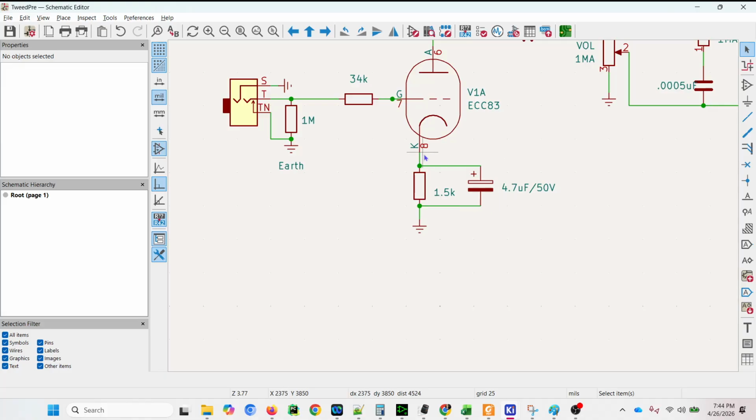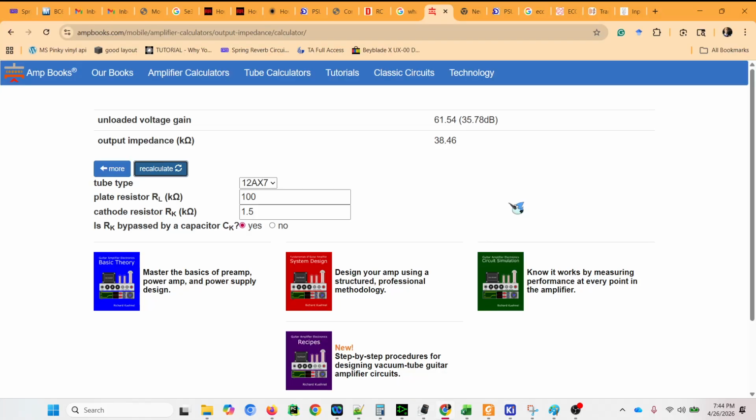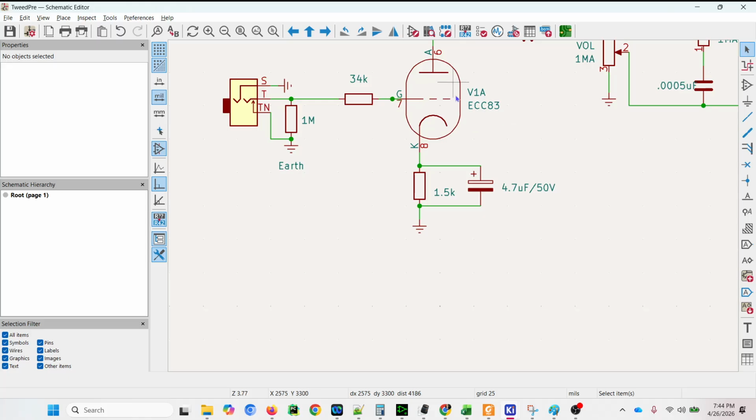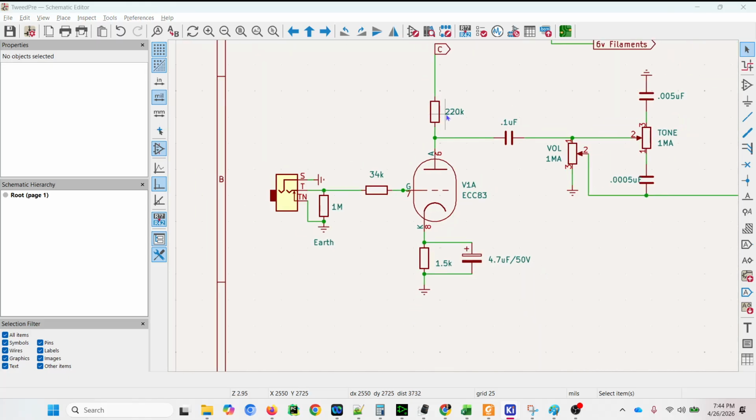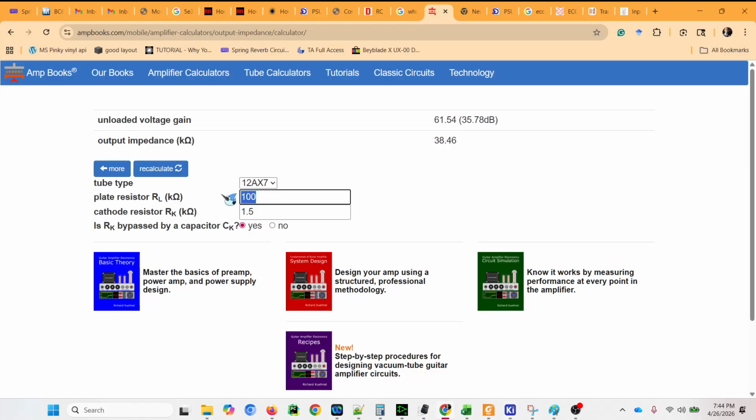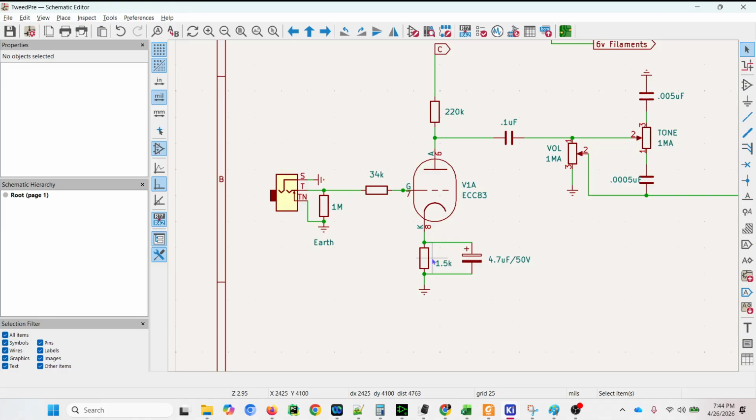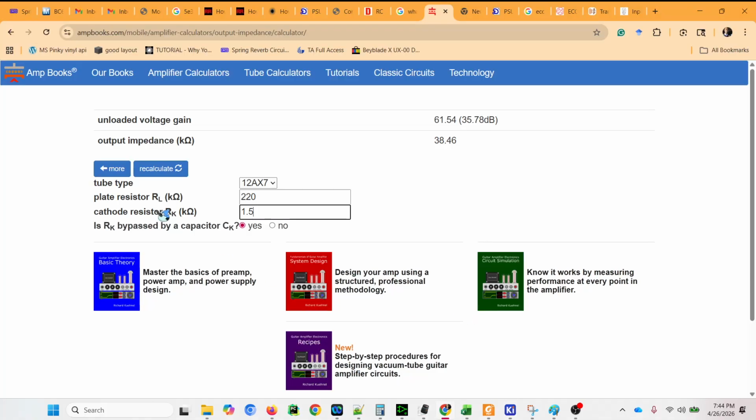What that allows us to do is get the maximum gain out of the stage for our AC signal. So what the calculator is going to ask you is exactly those questions. I have a 220K plate resistor, so I'm going to put that in here, 220K. It says, what value is your cathode resistor? 1.5K. Now, it's going to ask, is it bypassed by a capacitor?